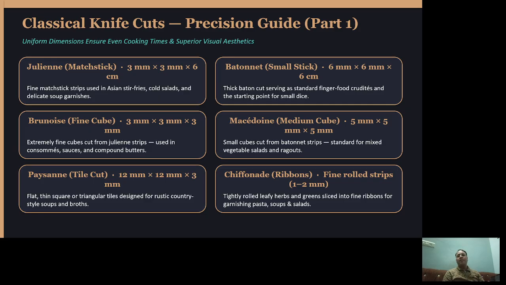Then we have macedoine. Macedoine are medium cubes of 5 mm size. Then we have paysanne. Paysanne is a tile cut, which can be square or triangle tiles, designed for rustic country-style soups and broths. Then we have chiffonade. Chiffonades are small ribbon-sized cuts of vegetables, small strips, you can say.